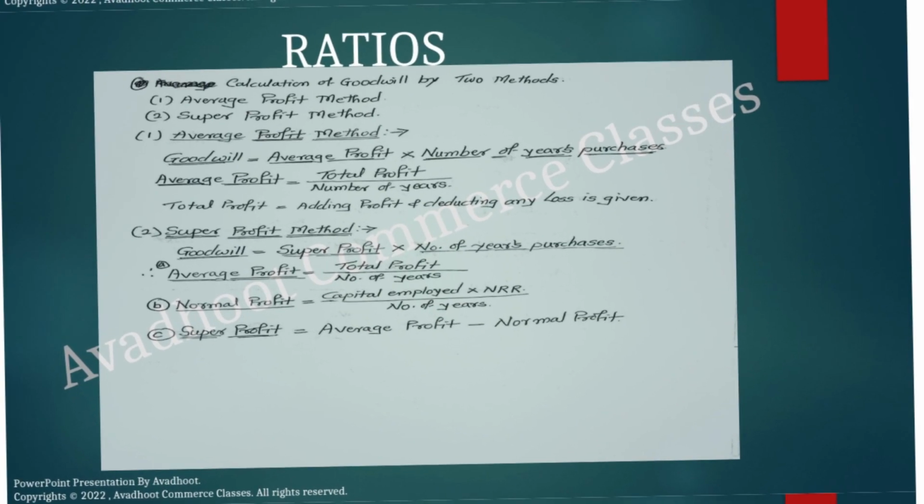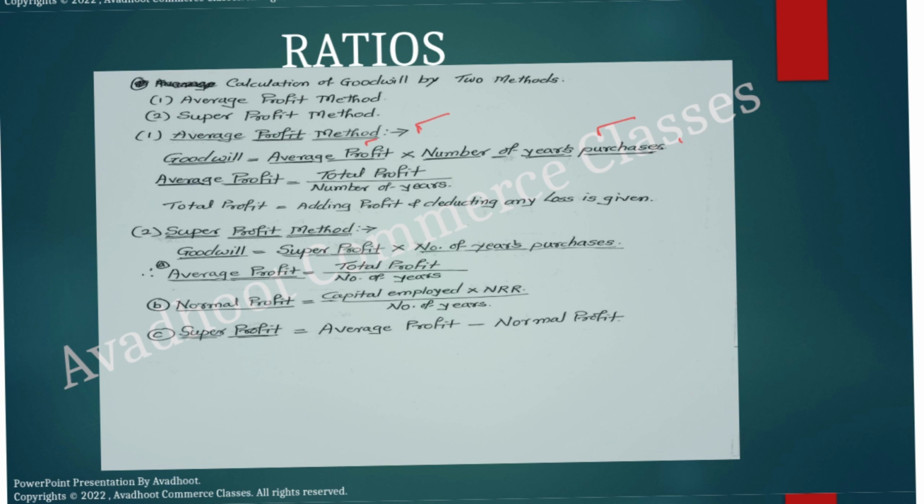Now see, in this case, the calculation of goodwill by the average profit method. Goodwill is calculated as average profit multiplied by number of years purchase. The number of years purchase is given in the problem. We have to ascertain average profit. How to calculate the average profit? A formula is given. Students must know the formula very well, by heart: total profit divided by number of years.